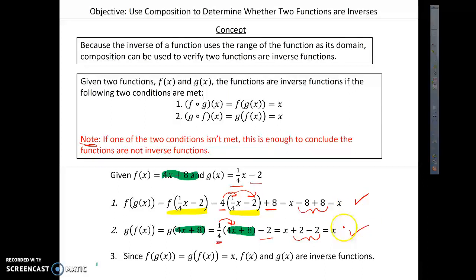So both conditions are met. F of g of x gives me x, and g of f of x gives me x. Therefore, f of x and g of x are inverse functions, and we have verified it.